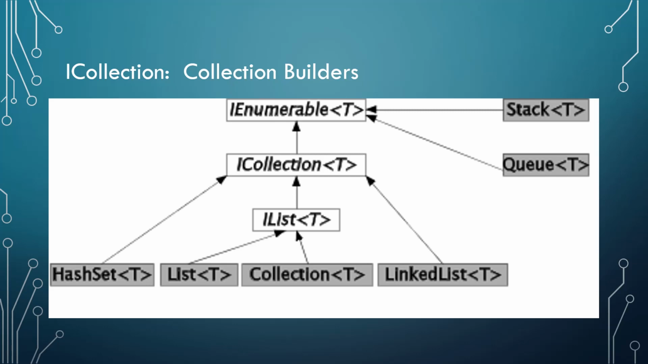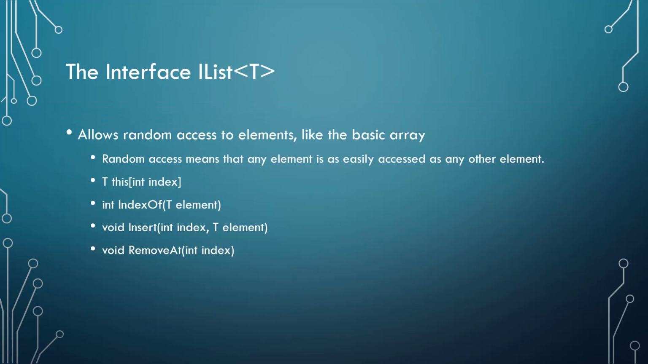Next, we'll see what IList brings to the table. So the interface IList adds random access to the elements like the basic array. Random access means that any element can be as easily accessed as any other element. So element 0 in a collection is as easily accessed as element 10,000. And any time you see random access used in computer lingo, that means that any element can be as easily accessed as any other element.